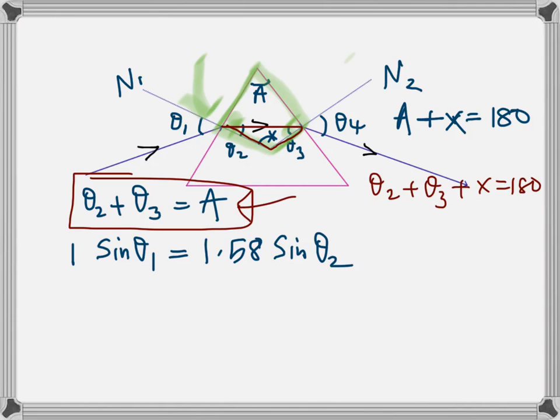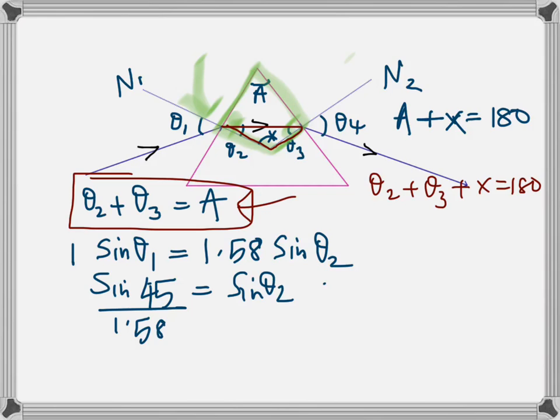It's an equilateral prism, so it's 60 degrees. Okay, is theta 1 given? 45. So if you have theta 1, can't you find theta 2 from this equation? Go ahead and find it. Theta 1 is 45, so plug it in. So sine 45 divided by 1.58 is equal to sine theta 2. And please tell me what theta 2 is.